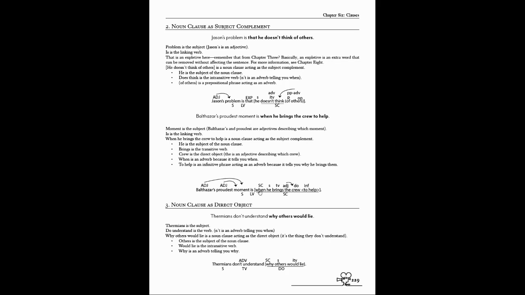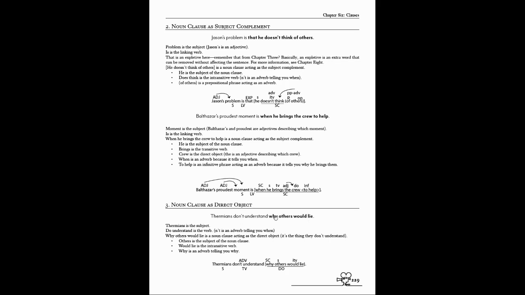So you don't have to have a linking verb. You may have a transitive verb, like Thermians don't understand. What is the thing they don't understand? Why others would lie. So subject, do understand, right? Because sentence diagramming is always positive, and the not is an adverb telling you when. When do they understand? They don't, never, not. But do understand is my transitive, and then this whole thing is my direct object.